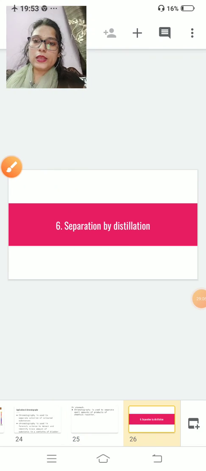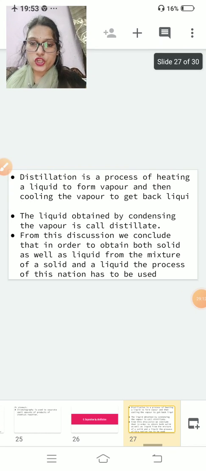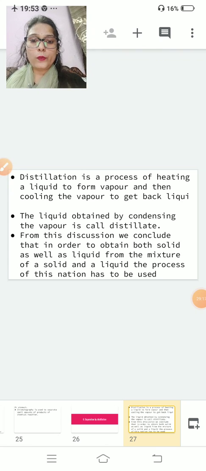The last one is separation by distillation. What is our last method? Separation by distillation. See, distillation is a process of heating a liquid to form vapor. What is a distillation? Distillation is a process of heating a liquid to form a vapor, and then cooling the vapor to get back liquid. The liquid obtained by condensing the vapor is called distillate.